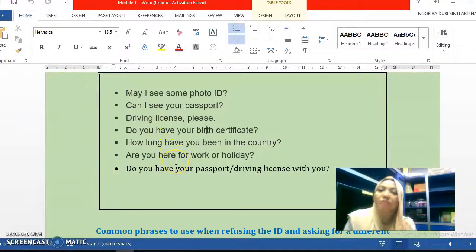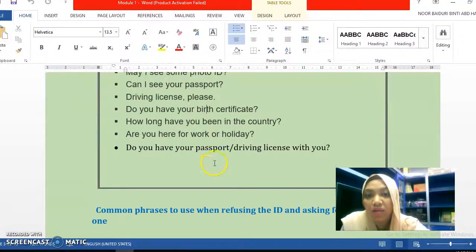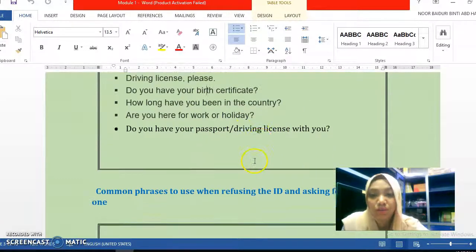Because sometimes when you ask for ID, people would straight away feel, have I done anything wrong? So you can follow up with this kind of question: how long have you been in the country? Just to engage in the conversation. Then, "Do you have your passport or driving license with you?" This is another way for you to ask.